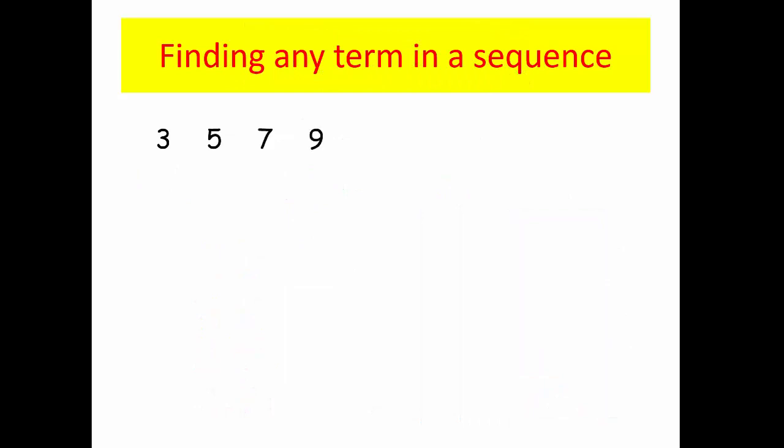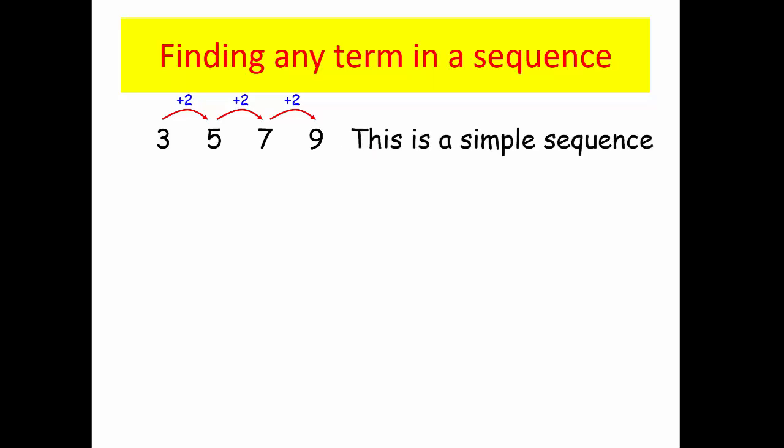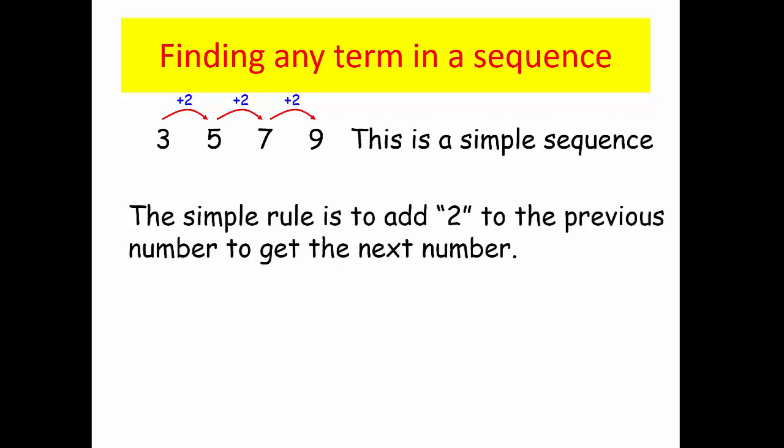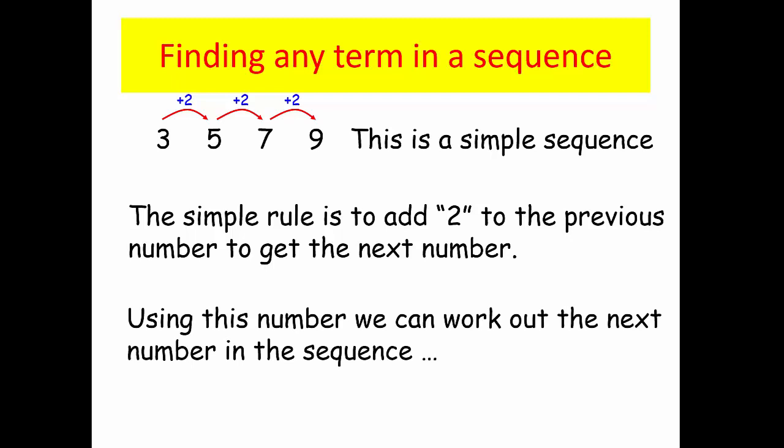I've got a new sequence here, 3, 5, 7 and 9. To get from 3 to 5, I've had to add 2. To get from 5 to 7, I've added 2, and so on down the sequence. So I should be able to predict the next term. The fifth term in the sequence will be 9 plus 2, 11. So this is a very simple sequence. The simple rule is add 2 to the previous number to get the next number. Using this rule we can work out the next number in the sequence, which will be 11.